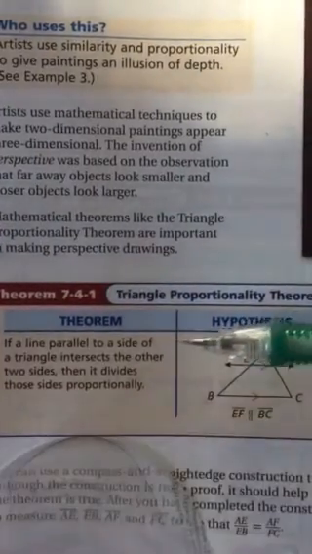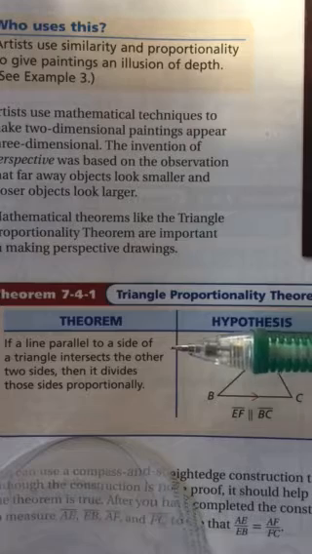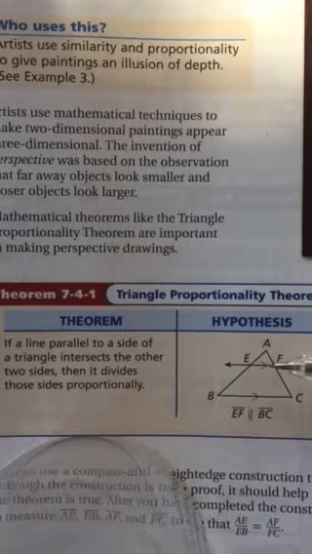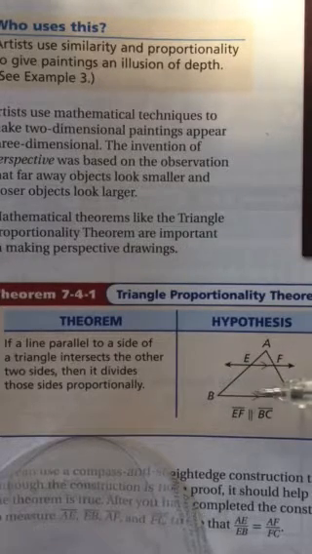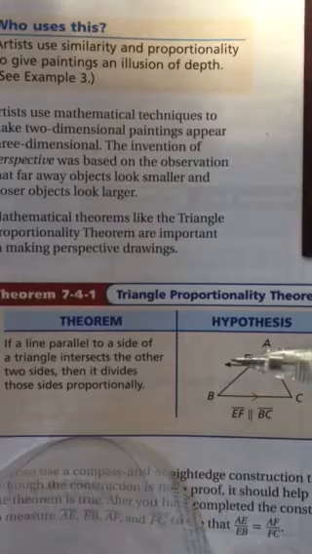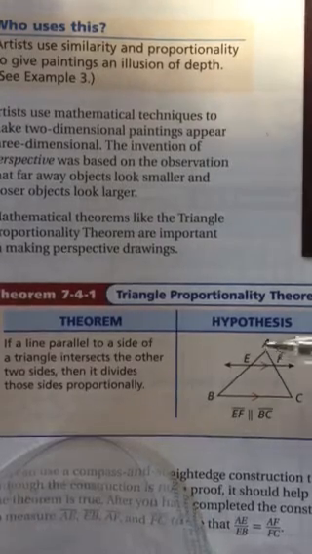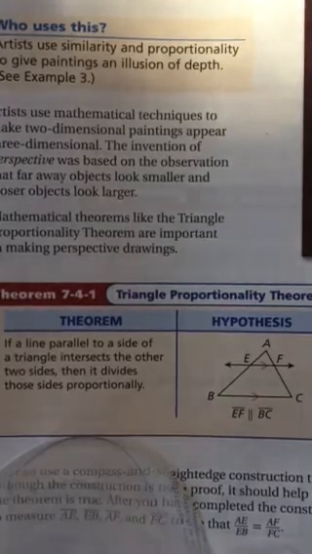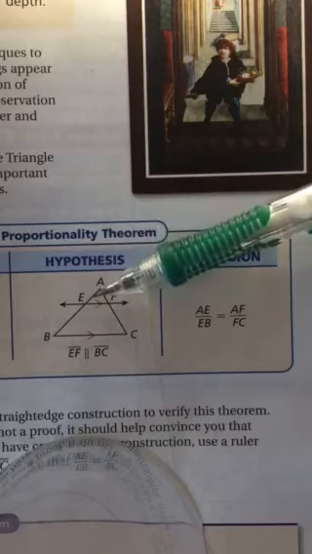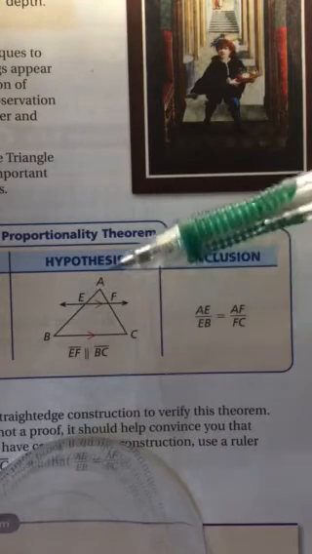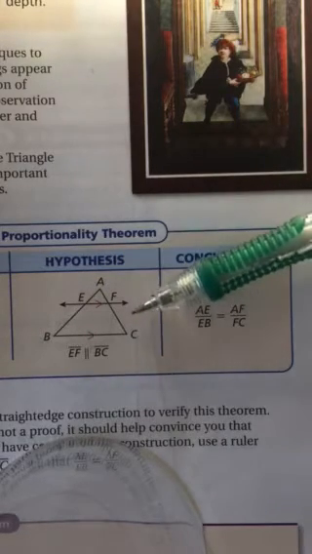It says if a line parallel to a side of a triangle, here's the line that's parallel to the side of a triangle, intersects the other two sides, which you can see it does, the left side and the right side, then it divides those sides proportionally. That means that we are going to have a relationship where AE is to EB as AF is to FC.